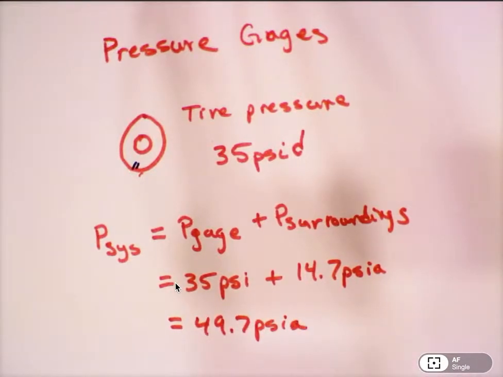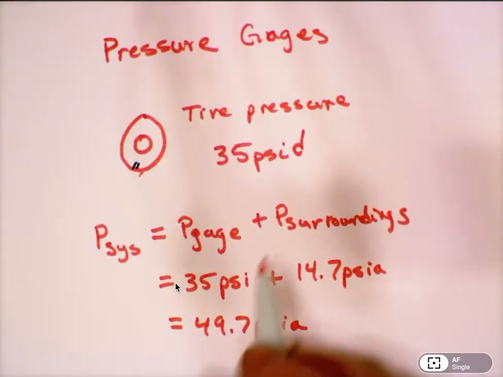psi A. So A means how many pounds per square inch above a perfect vacuum. In a perfect vacuum, there are no molecules. If there are no molecules, they can't be moving. If they aren't moving, they aren't causing any collisions that cause pressure. So 0 psia is a perfect vacuum. 49.7 psia means 49.7 pounds per square inch above a perfect vacuum.